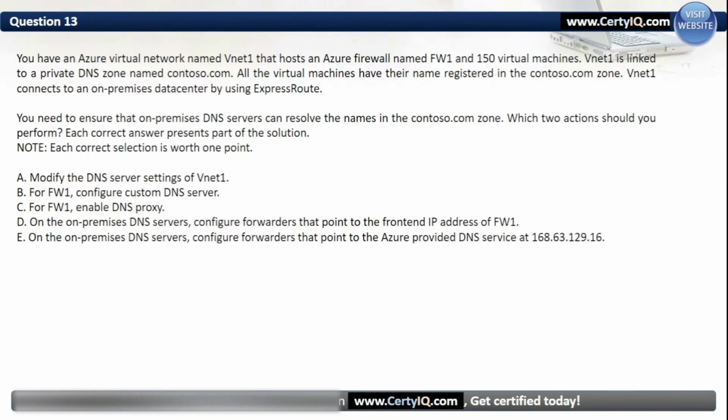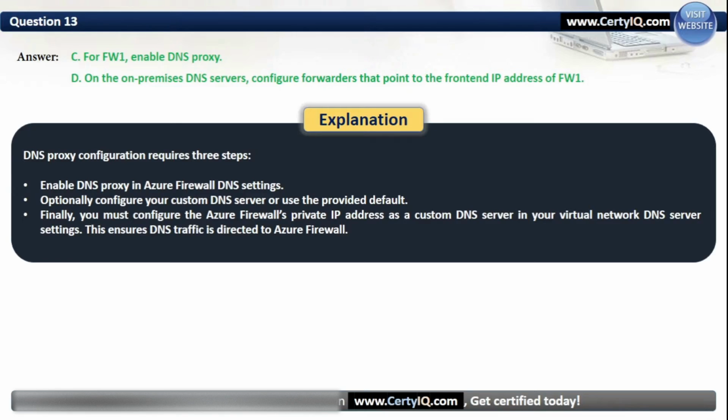The correct options are C and D, that is, for FW1, enable DNS proxy, and on the on-premises DNS servers, configure forwarders that point to the front-end IP address of FW1. DNS proxy configuration requires 3 steps. Enable DNS proxy in Azure Firewall DNS settings. Optionally configure your custom DNS server or use the provided default. Finally, you must configure the Azure Firewall's private IP address as a custom DNS server in your virtual network DNS server settings. This ensures DNS traffic is directed to Azure Firewall.